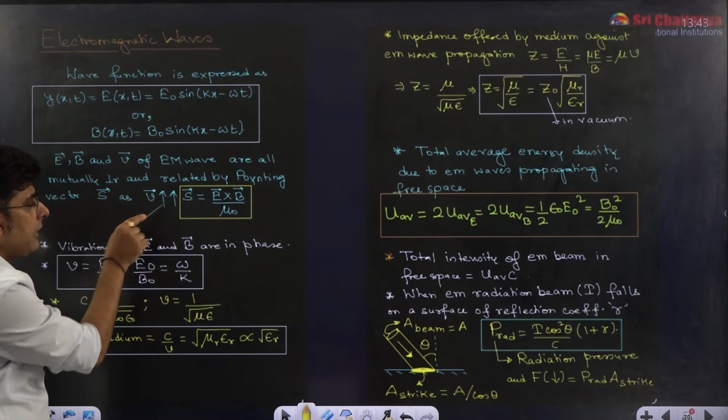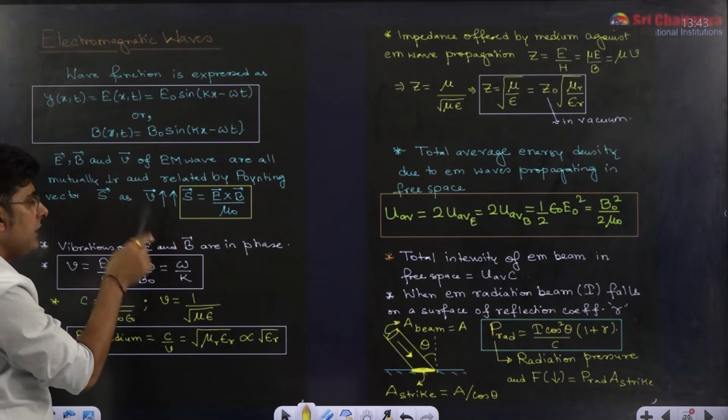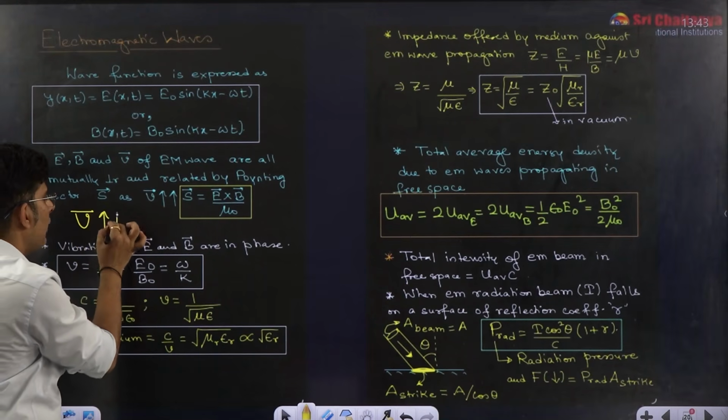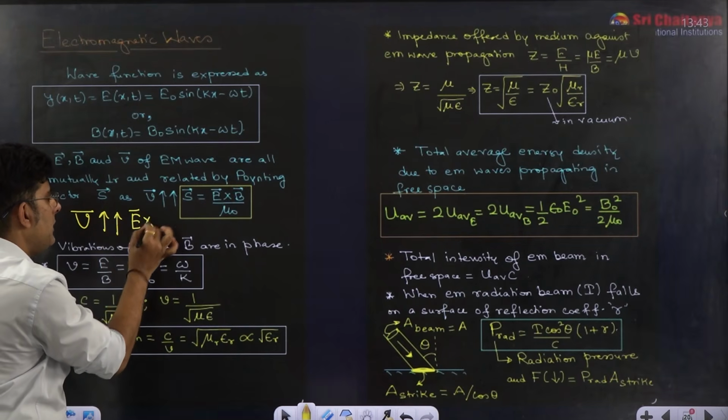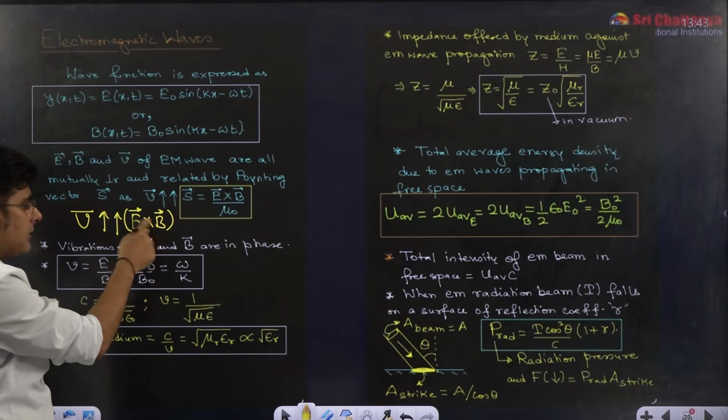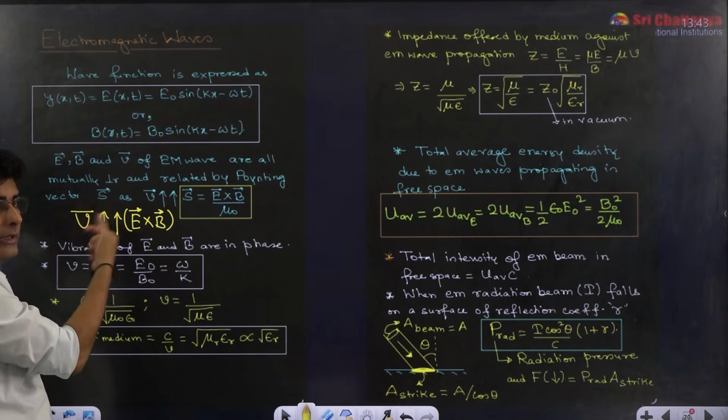Now here, the velocity of the wave is always along the Poynting vector. So in short we can say that the electromagnetic wave velocity is always in the direction of E cross B. So in questions where i cap, j cap, k cap forms are given, just take the cross product of E and B, that will be the direction of velocity.